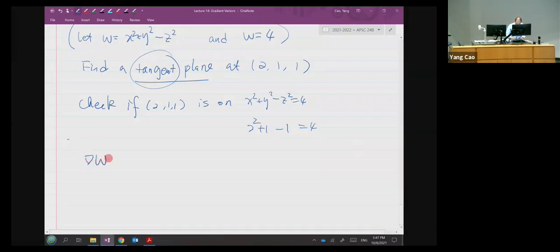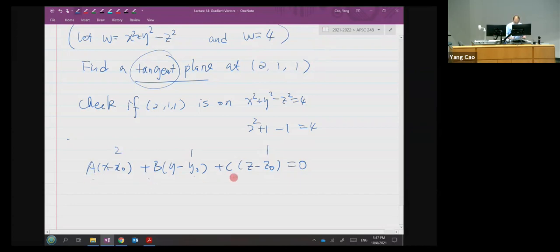Then the next step is about the plane. To create a plane equation, you stick to the formula and see what you need. You need a normal vector to the plane, and you also need a point on the plane. Those are the two pieces of information you need. Let's look at what we have. The plane is tangent to the surface at this point, so we already have (2, 1, 1). That's your point on the plane.